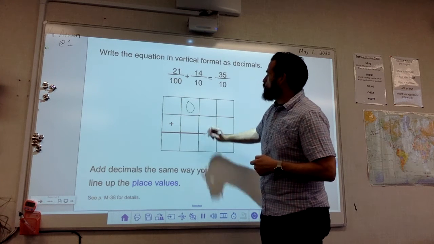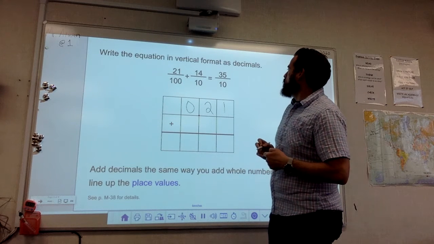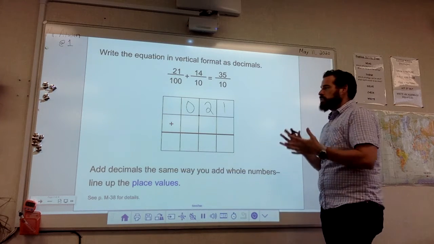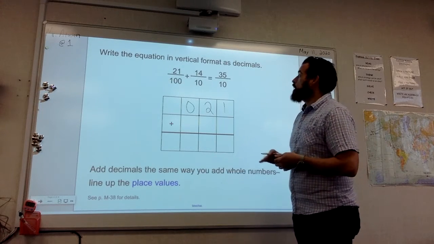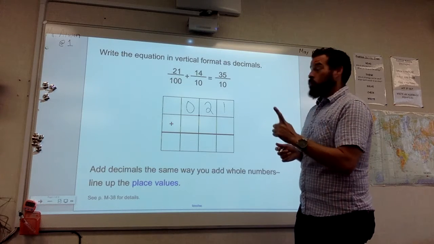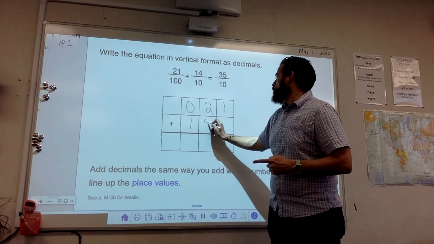I'm going to put my decimal right there, and then 21, and now I've got 14 tenths, and we haven't really gotten into mixed numbers. Some of you may be familiar with it from last year. But 14 tenths means that I'm going to have 1 and I'm going to have 4 tenths.